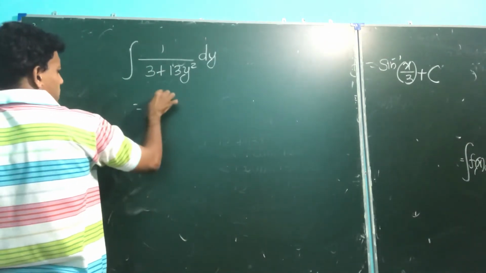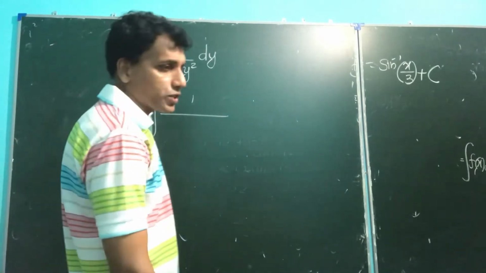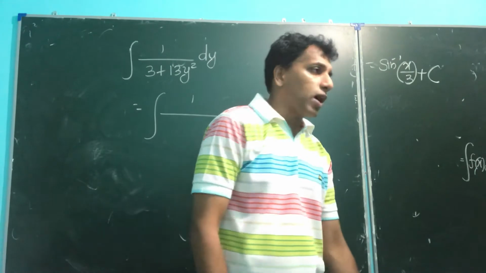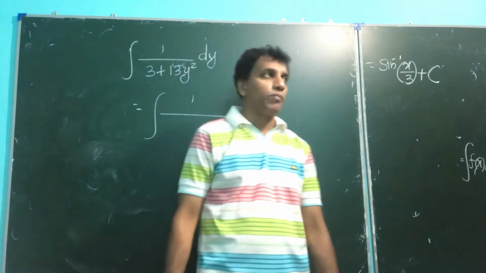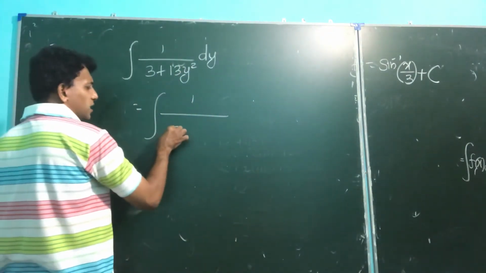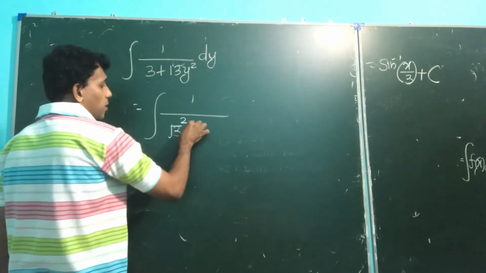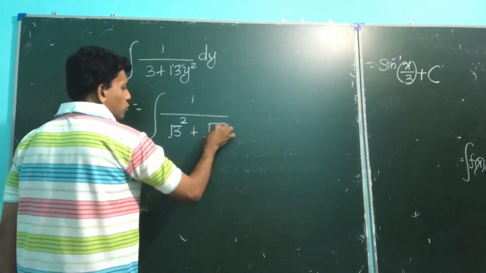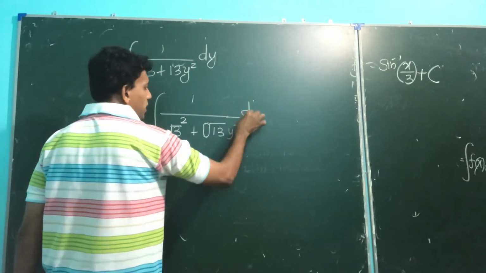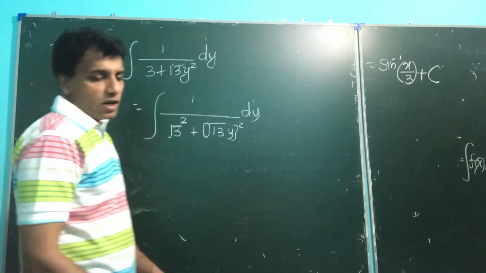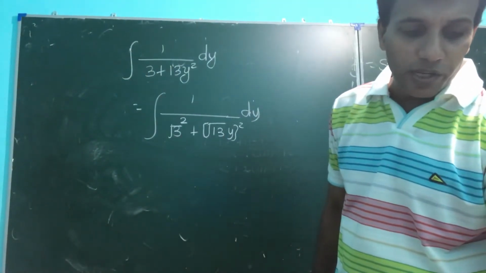So then what is that? Integral 1, here it is not a standard form, no squares. Therefore take all these parts into consideration as a square, a square plus x square form. How can 3, every value can be shown as a square, root 3 square, plus root 13y, y is outside, completely square, dy. So this is the standard form of 1 over a square plus x square. Here I mentioned dy.